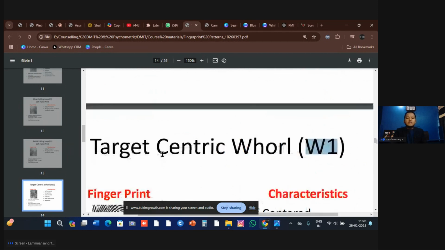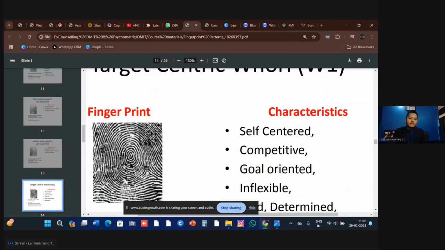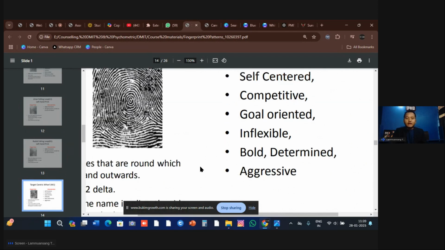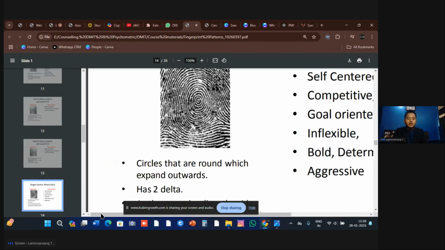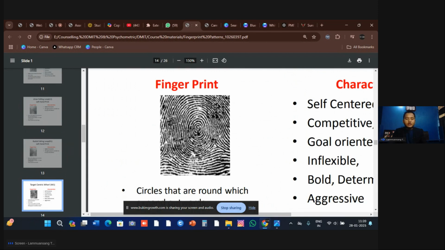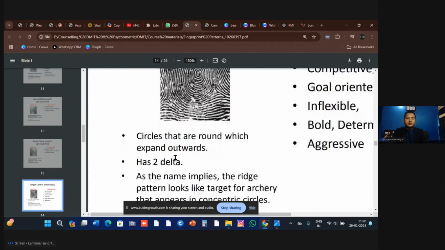Whenever you see this, just know that this is W1, target centric. These people are self-centered, competitive, goal-oriented, flexible, bold, determined, and aggressive. If you don't understand something, just read it from here. Circles around which expand outward, very small right here, bigger and bigger. It goes up here. It has two deltas. Delta is what we call tri-radius, the same name. Here is tri-radius, delta, delta, the same.